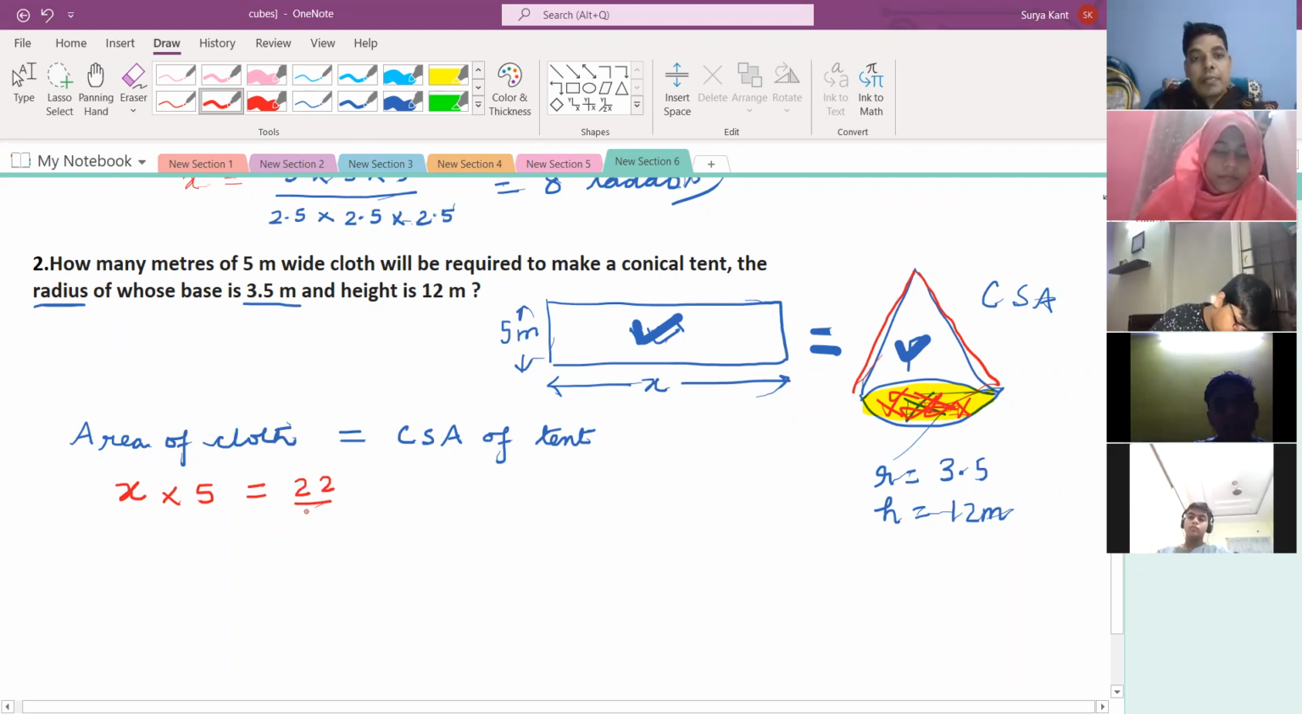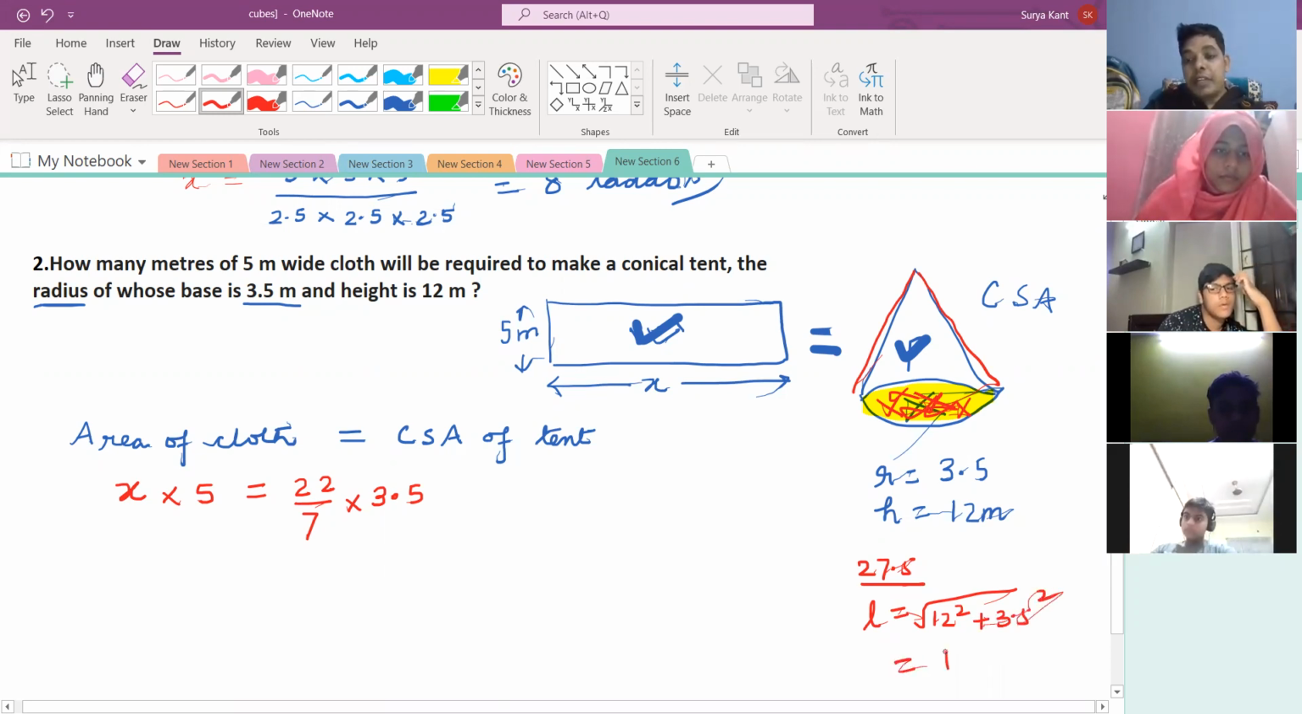Pi R L. R, the radius, is 27.5. 27.5. Okay. Sir, is that the answer? Sir, 12 point... no, let me check here. See L. What did you get for L? Sir, L is 12.5. Yes. Children, if you solve this L, you'll get 12.5 only. Okay.